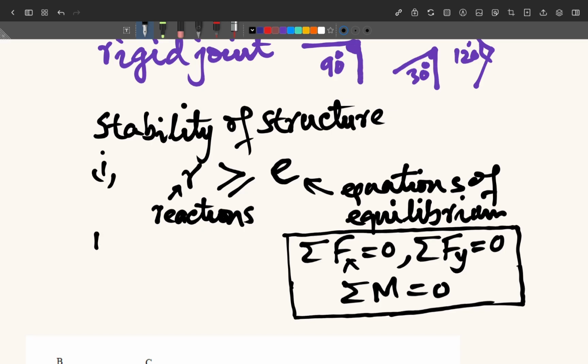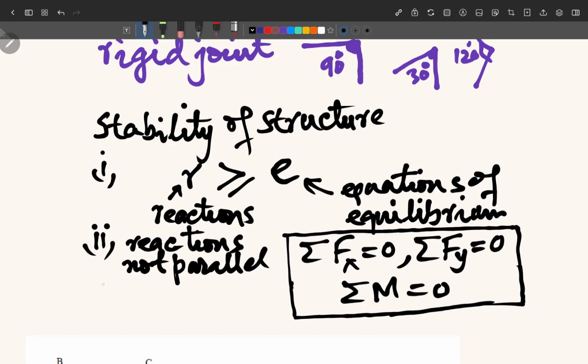And the second condition, that the reactions should not be parallel. This is second. And the third is that they should be non-concurrent. That means all the reactions should not be meeting at one point. The reactions should not be parallel, and they should not be concurrent. So these are the conditions of a stable structure.